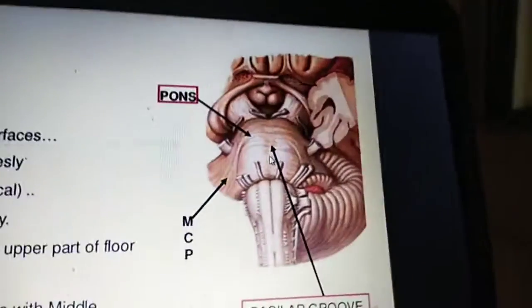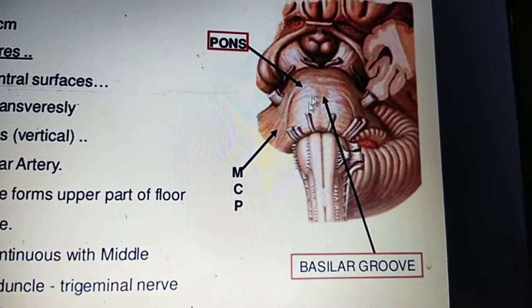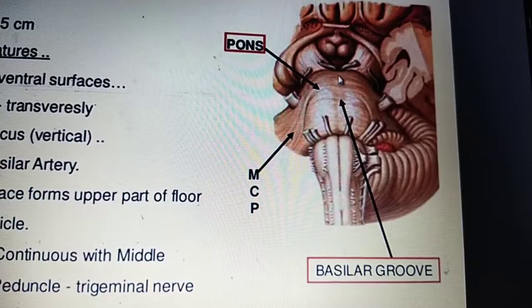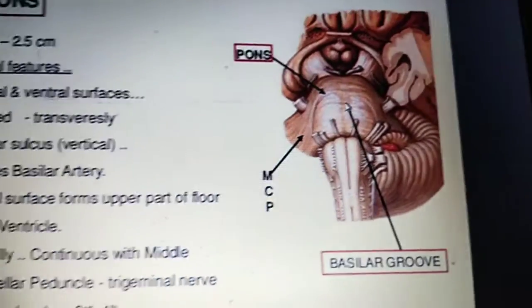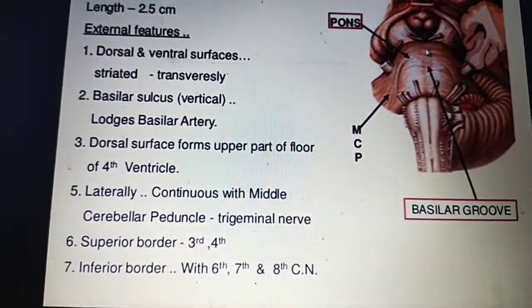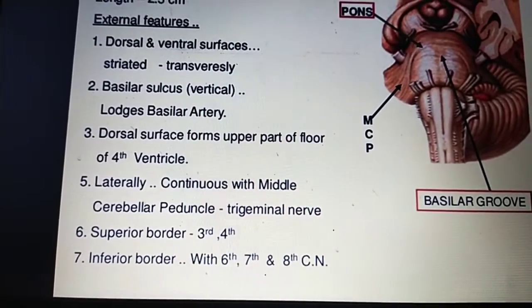You can see here the groove present in the center of the ventral part of the pons, and this lodges the basilar artery. The length is 2.5 centimeters. It has external features. It has two surfaces: one is the dorsal surface and the other is the ventral surface.